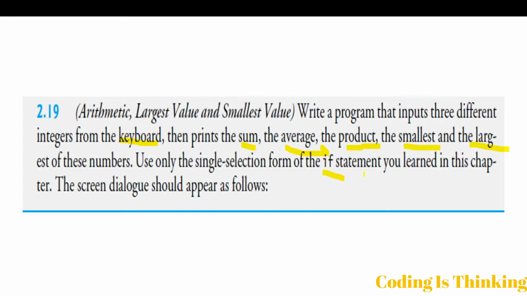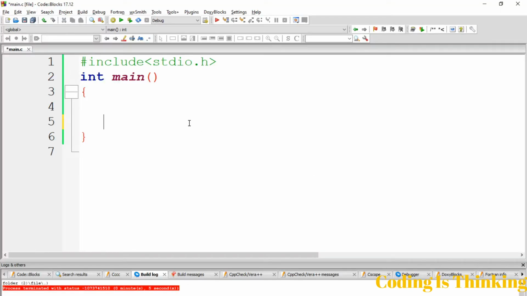So let's have this program on Code::Blocks. We want to declare integer A, integer B, and integer C. So let's have another one, the smallest number and the largest number.